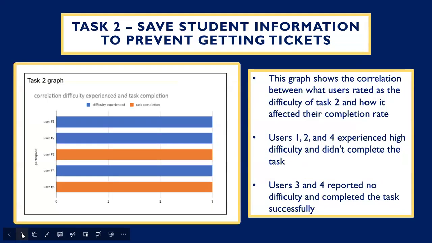So with the task 2 graph, we can see the correlation between how users rated the difficulty of task 2 and how it affected their completion rate. Users 1, 2, and 4, with a higher level of experience on the internet, still had high difficulty and didn't complete the task. Users 3 and 4 reported there was absolutely no difficulty and they were able to complete the task successfully. Next.